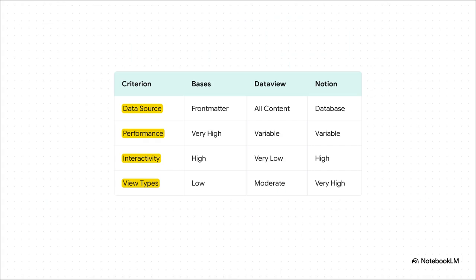Let's just quickly run through these trade-offs, because they're important. Notice that Bases is incredibly fast and highly interactive. You can edit stuff directly. Why? Because it only looks at your YAML front matter, that metadata at the top of your notes. DataView gets more flexibility by being able to scan the entire body of your notes, but that can come with a performance cost. And crucially, its views are read-only. And of course, you've got Notion, which gives you tons of view types, but it means your data lives on their servers, which for many of us kind of goes against the whole local-first spirit of Obsidian.